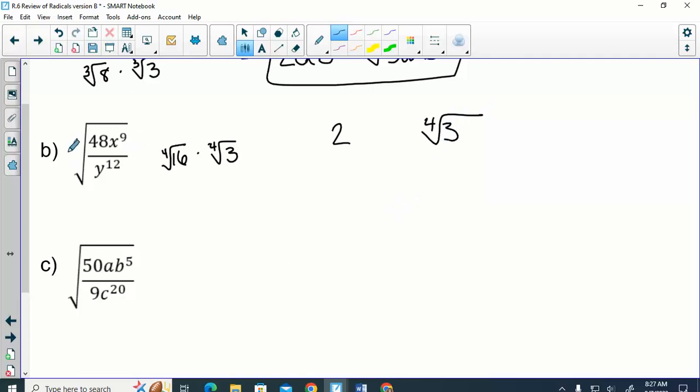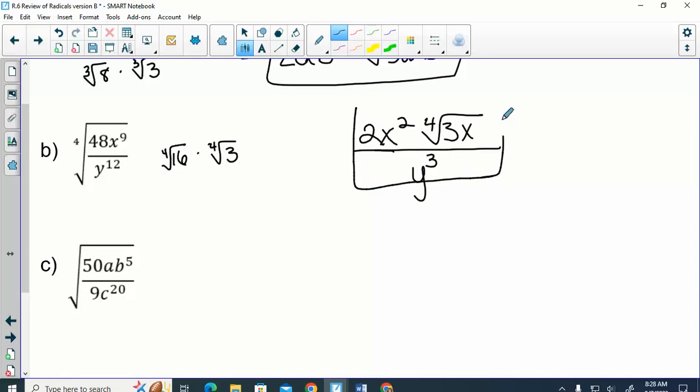If you have 9 x's, how many groups of 4? 2. I knew that. How many left over? Okay. I left way too much space there, didn't I? Underneath. If I have 12 y's, how many groups of 4? And there are none left over, so that radical's gone.